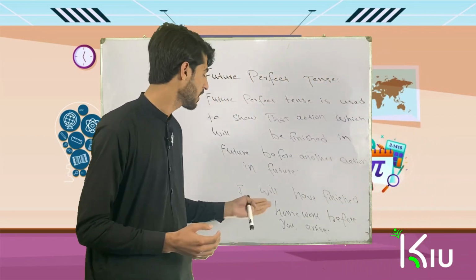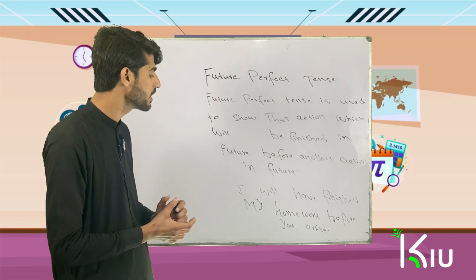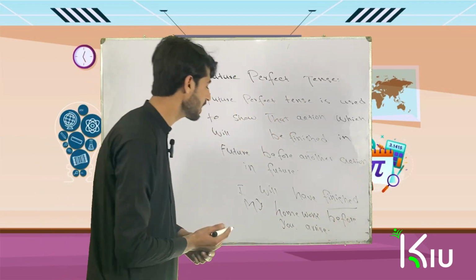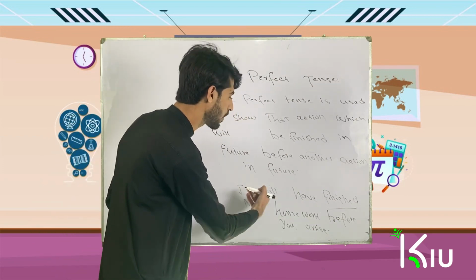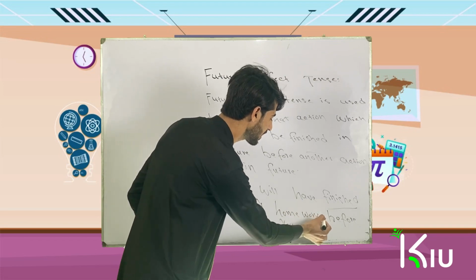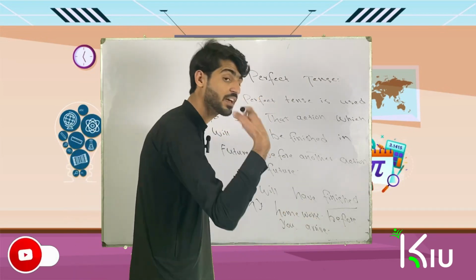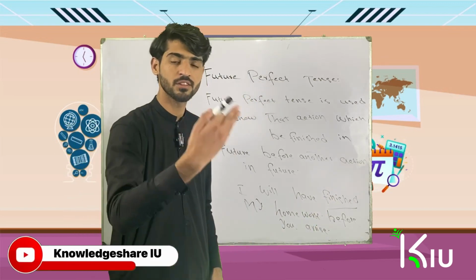Take it as an example. I will have finished my homework before you arrive. Now this action is already finished, okay? Before another action in the future. I will have finished my homework. Now it's an action. It's already finished before another action in the future. Before you arrive. Now it's another action in the future.